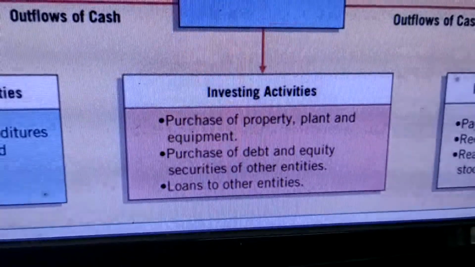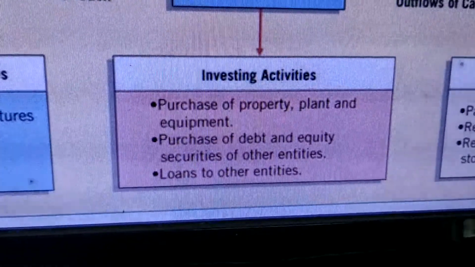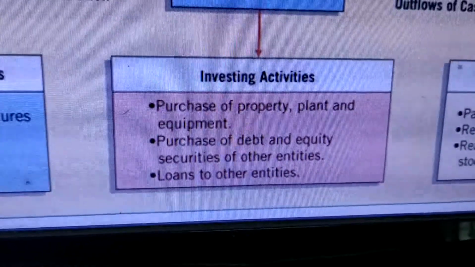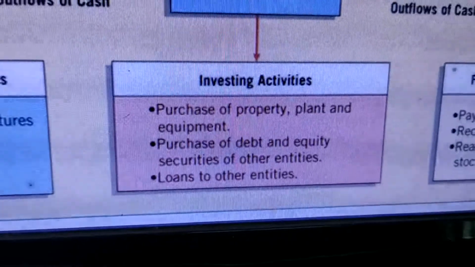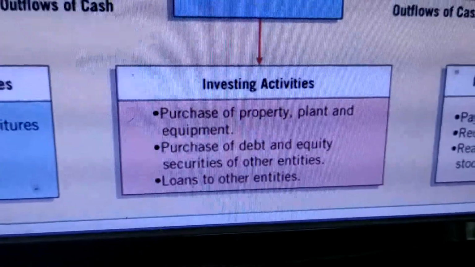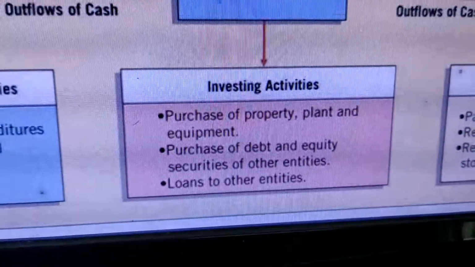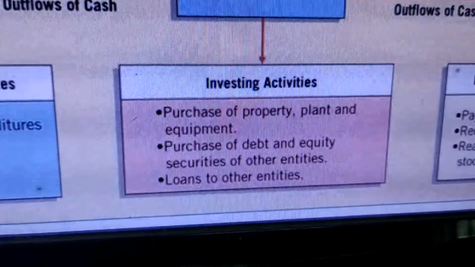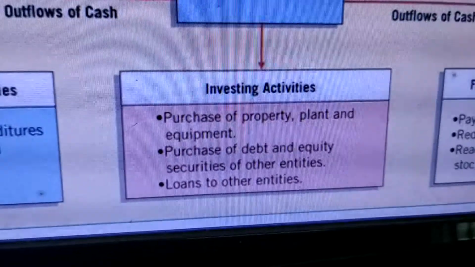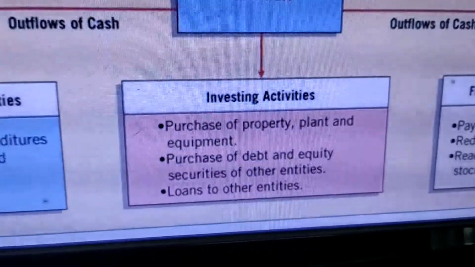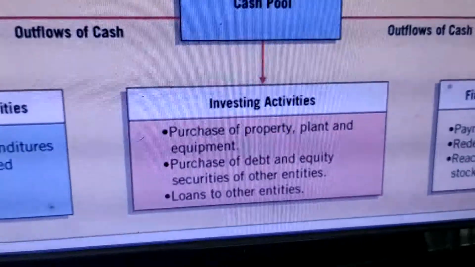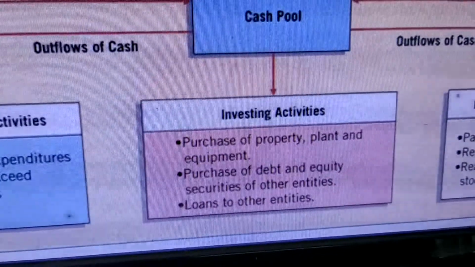Purchase of debt and equity securities of other entities: suppose your company is ABC Limited and you purchase debentures of XYZ Limited. It means cash outflow. Then loans to other entities: it means your organization issues loans to others.